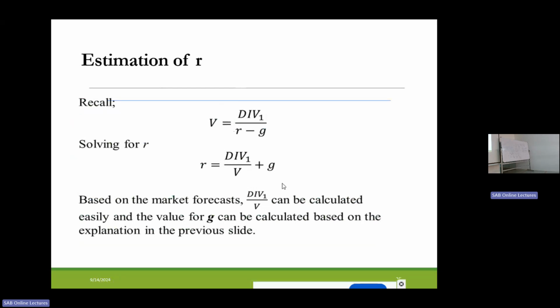Any confusion? Any clarification? Forget about the derivation part; this is a formula you can apply, and this one also you can apply. So in the constant growth model, this part you can get from market-based information, from the market forecast. This is also from the annual report. You can work out using this information.